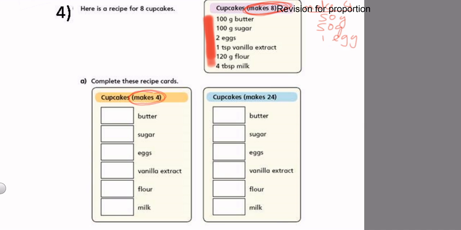Teaspoon, TSP. Half of 1 teaspoon is half a teaspoon. Half of 120 grams of flour is 60. And this one is tablespoon, TBSP. Half of 4 tablespoons of milk is 2. There you go. So really the answer should go here, 50. I'm just copying the answers. There you go.